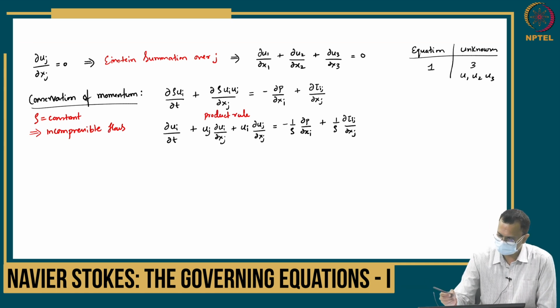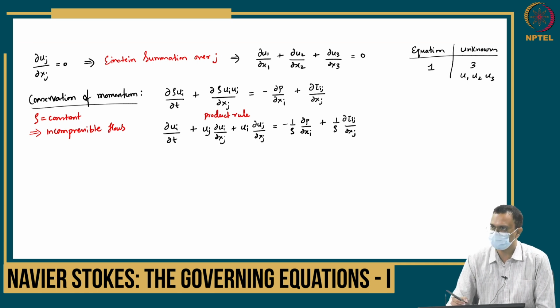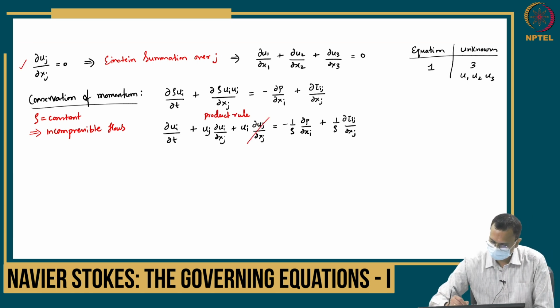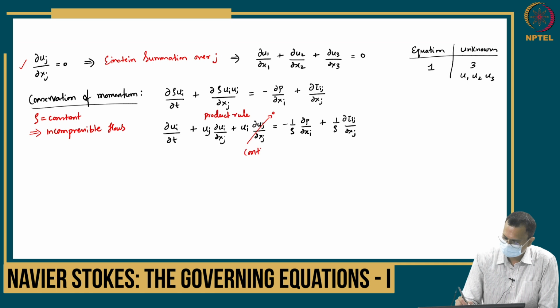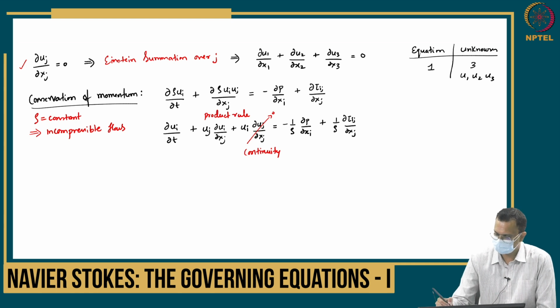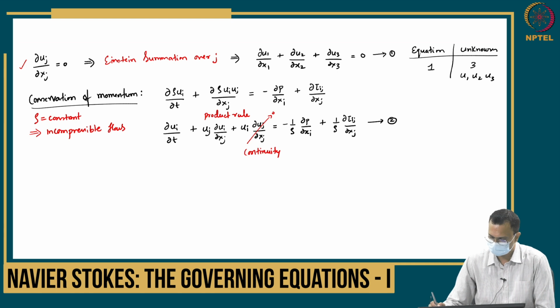So it's readily seen that any term here which will go away to 0 for constant density. This particular term, the third term on the left hand side, it's dou uj by dou xj, right? So this is this particular term, right? So this goes to 0. Therefore, I have a much smaller form of the equation here. Okay, so let's call this equation 1 here, the continuity equation, and then the momentum equation, equation 2 here.